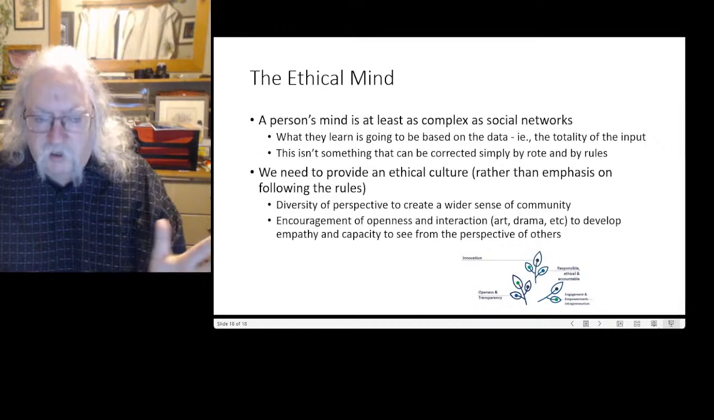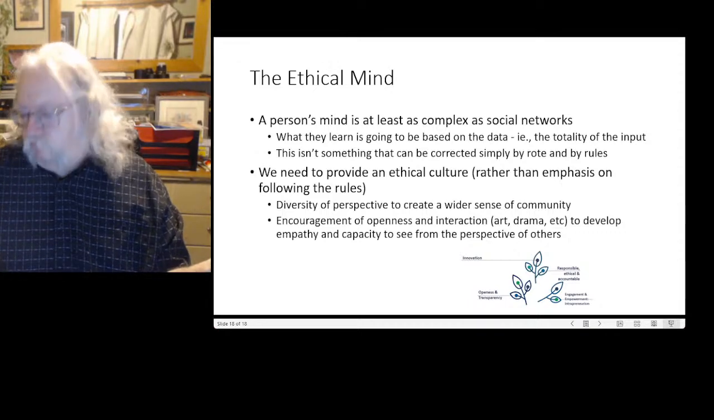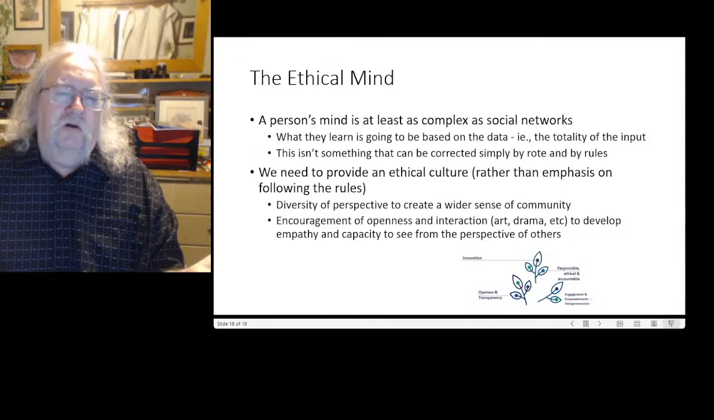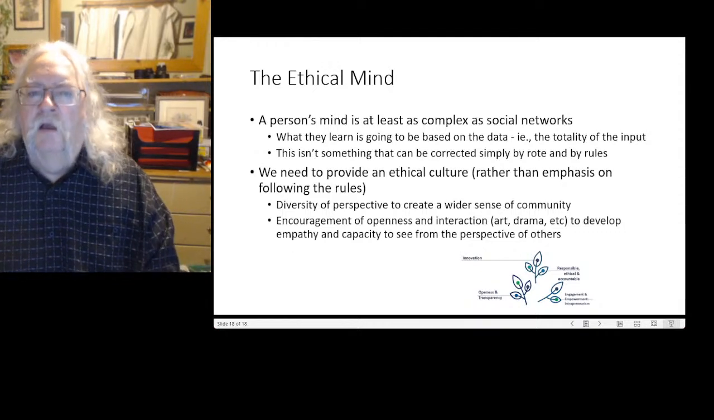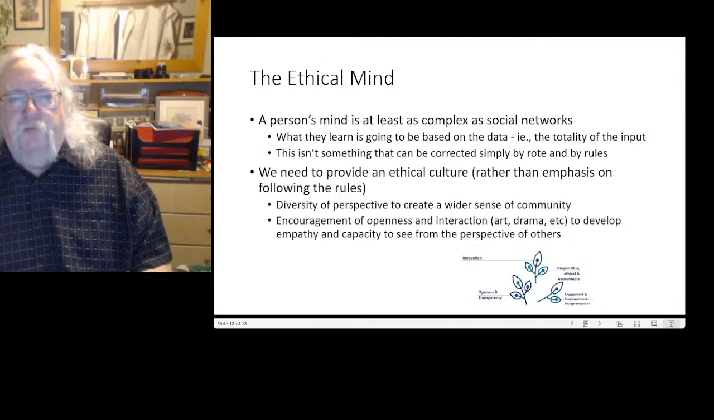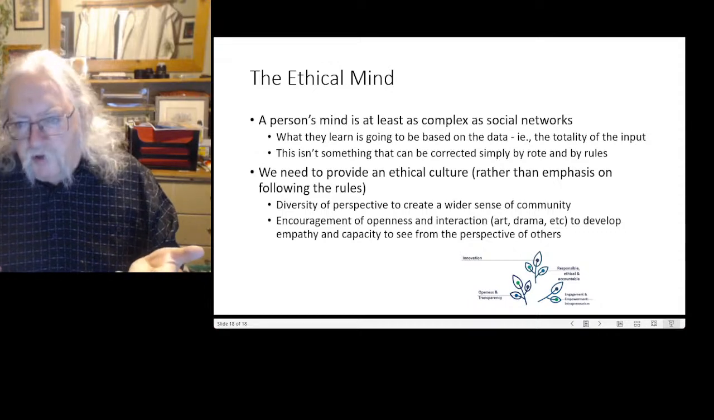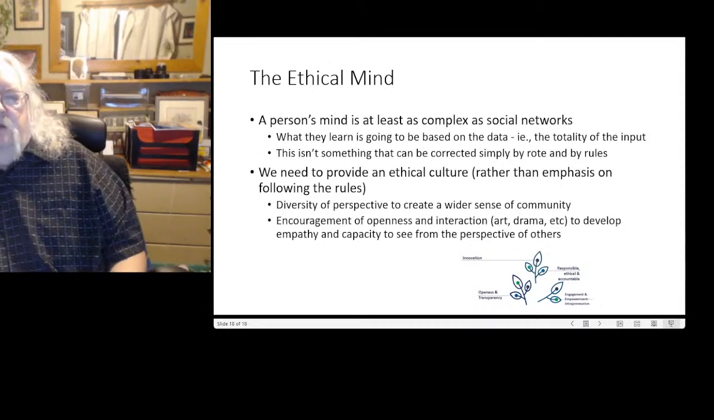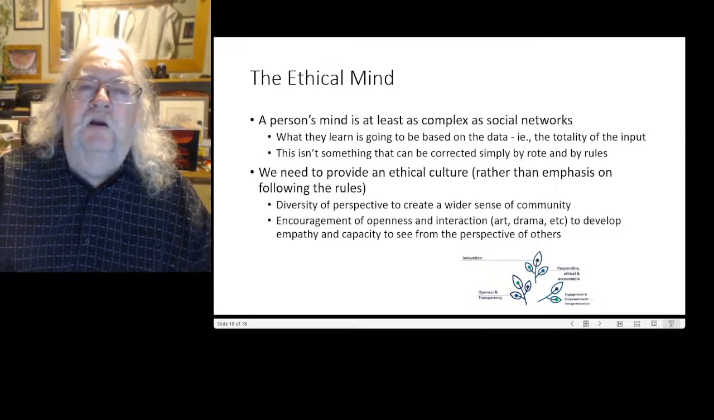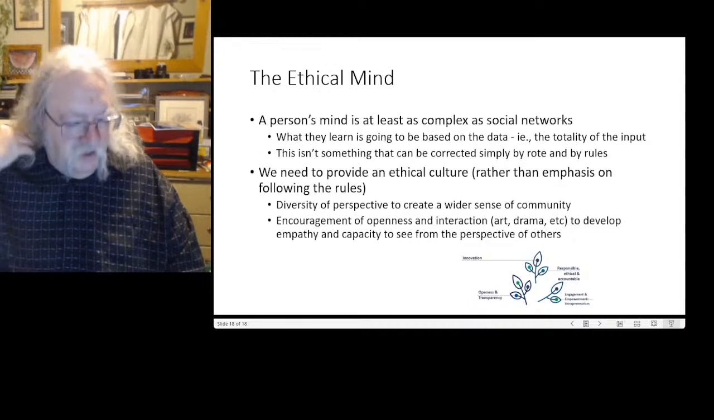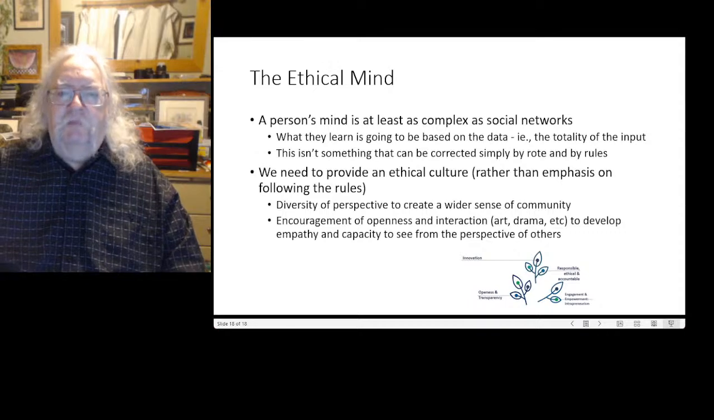So, where do we conclude? We have a thing that we can call the ethical mind. The ethical mind is that part of ourselves that produces moral sentiments. A person's mind, or a person's brain, because I basically mean the same thing when I say the word mind or brain, is at least as complex as social networks. So just like we have a moral community out there in the community, we have a moral community in here in our head. What that mind learns is going to be based on the data.